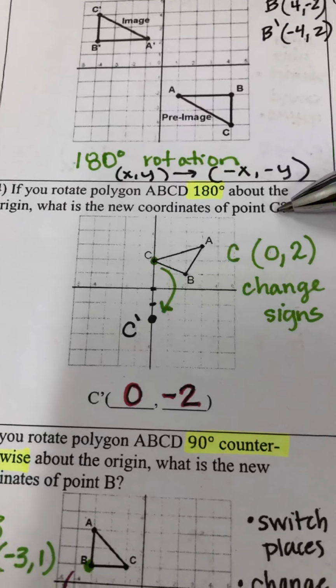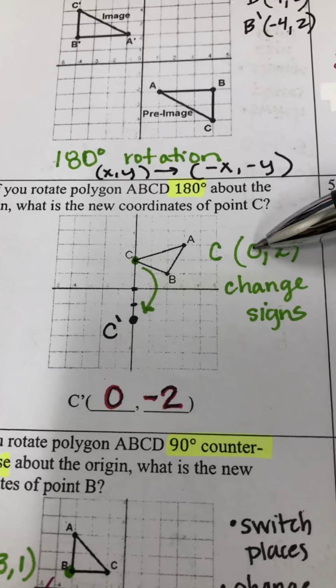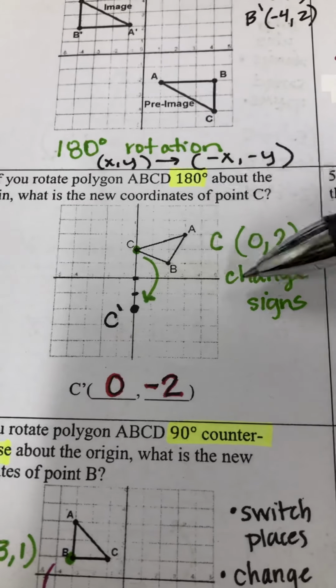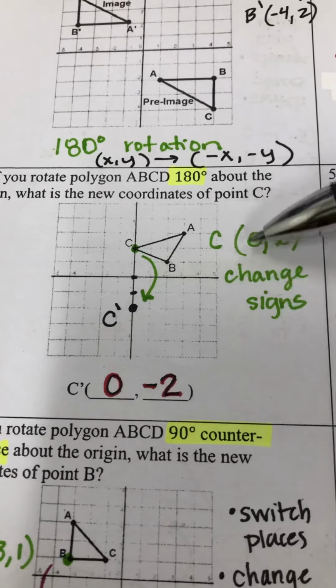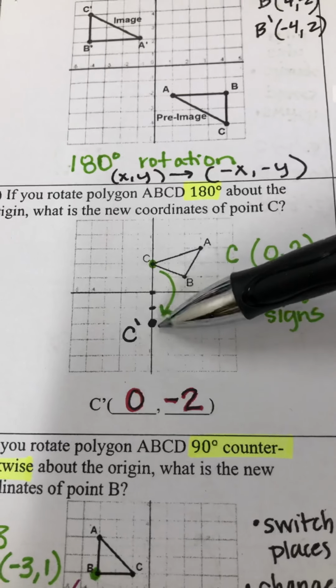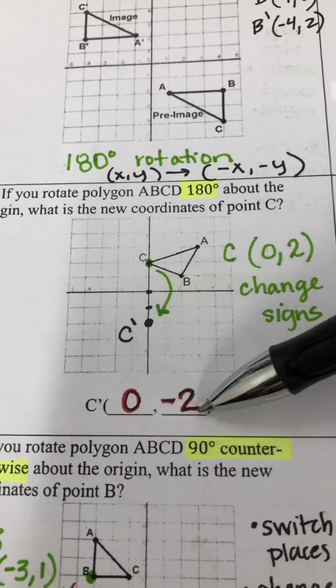So 180, if you look at point C, that was the point (0, 2). Now when you're having to change the sign of a 0, you can't change the sign of 0. So the 0 actually stayed the same on that one, so that one was a little tricky. But you did change the sign of the 2. So this point C, the original, ended up as C prime right here, and the point was (0, -2).